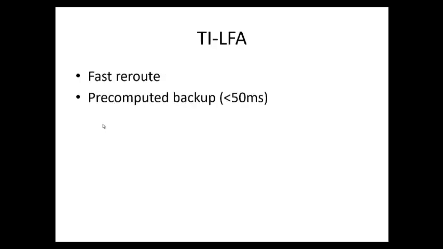Now, topology independent loop free alternate is nothing but fast reroute. How? The head-end router not only has the best path instructions, it also has the instruction for the backup path, a pre-computed backup path, so that if something goes wrong during runtime, using the backup pre-computed instruction, the packet will now flow.